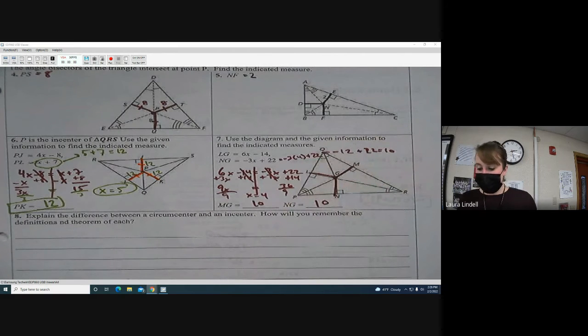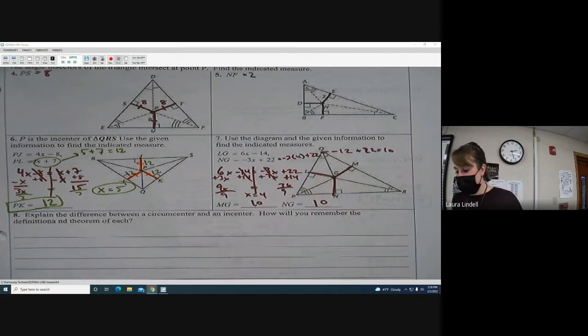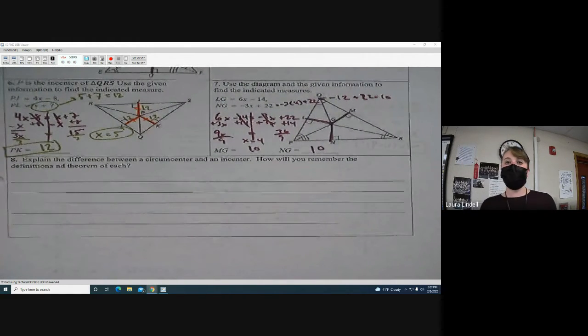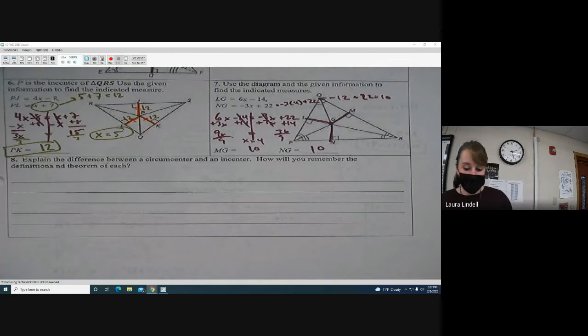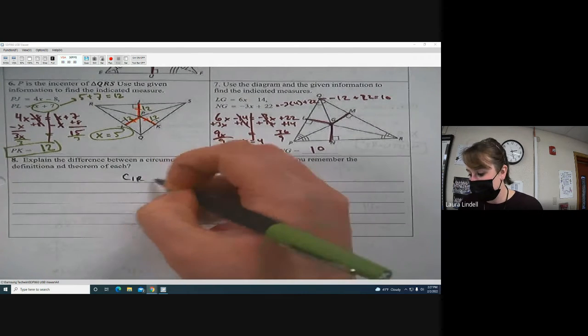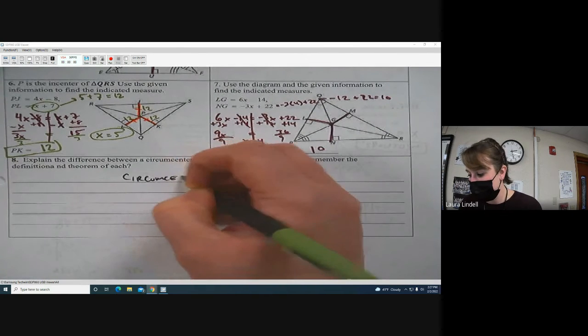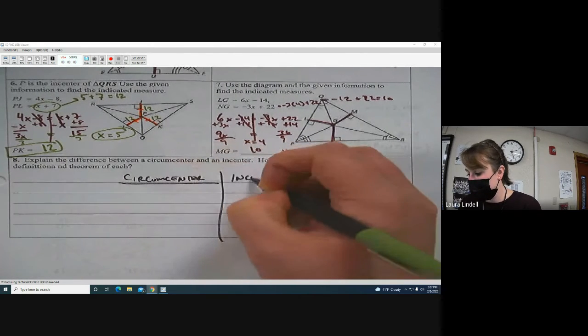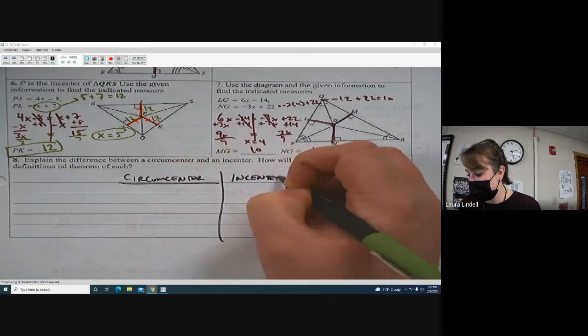Okay. So last thing we want to do today is kind of look at the difference between the incenter and the circumcenter, because now that we have two different centers, we need to be able to tell them apart. So we're going to kind of summarize that real quick. I'm going to make a quick chart with circumcenter on one side and incenter on the other.